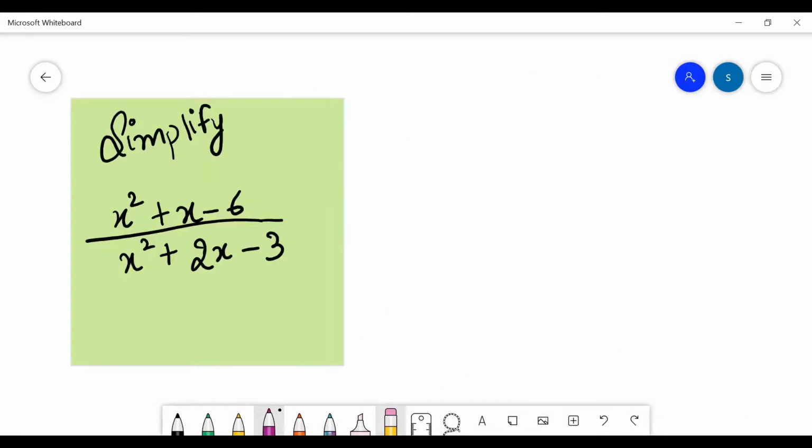Alright, the next question we have x squared plus x minus 6 divided by x squared plus 2x minus 3. Here just do the same thing, factorize and then cancel. So let me just start with the numerator. Numerator is x squared plus x minus 6. So here I'm just going to split the middle term. How do you do that? Again, take the factors of the constant here.